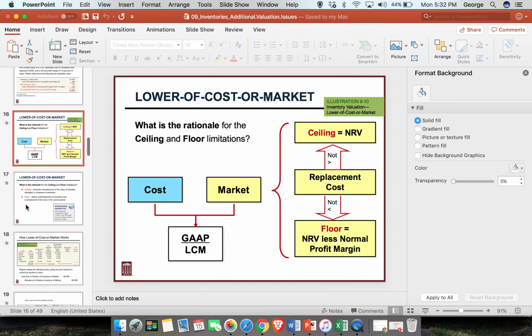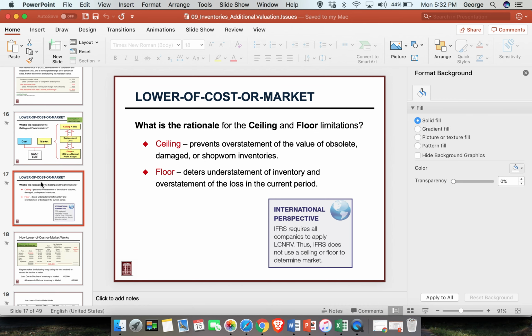All right, so we'll see an example here in a second. All right, so what's the rationale? So ceiling prevents overstatement of the value of obsolete, damaged, or shop-worn inventory. So we don't want to do that. We don't want to overstate, particularly inventories that should be written off, right? We don't want to overstate those. And then the floor is that we don't want to understate either, because that leads to income smoothing, and you're not going to be fairly presenting your financial statements in accordance with GAAP.